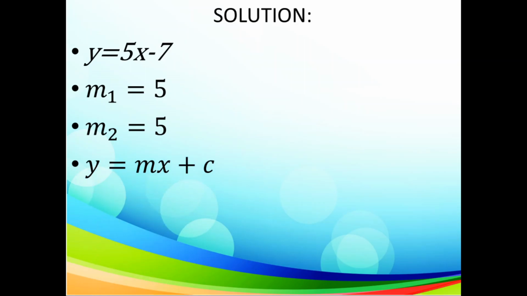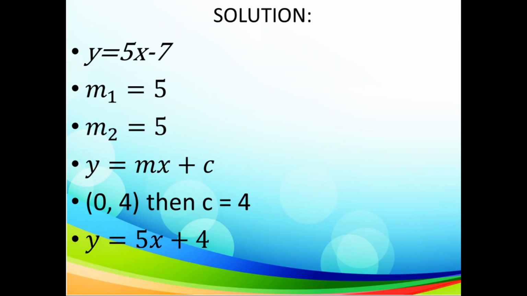The general equation of a line is y = mx + c. We already know that the gradient of our second line is 5. All we need to do now is find the value of the y-intercept c. How do we find that? Well, we use the point (0, 4). We should notice that the x value is 0, and as we should recall, when the x value is 0, that is the y-intercept. So the c value is 4, and our answer is simply y = 5x + 4.